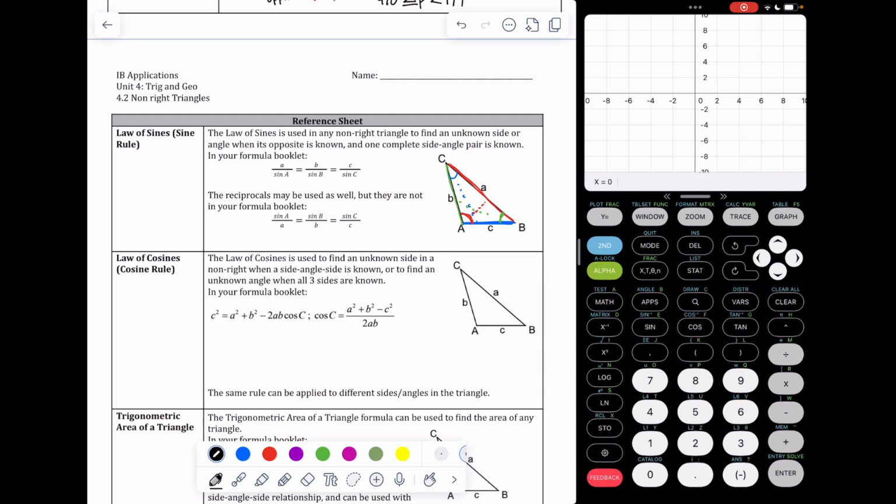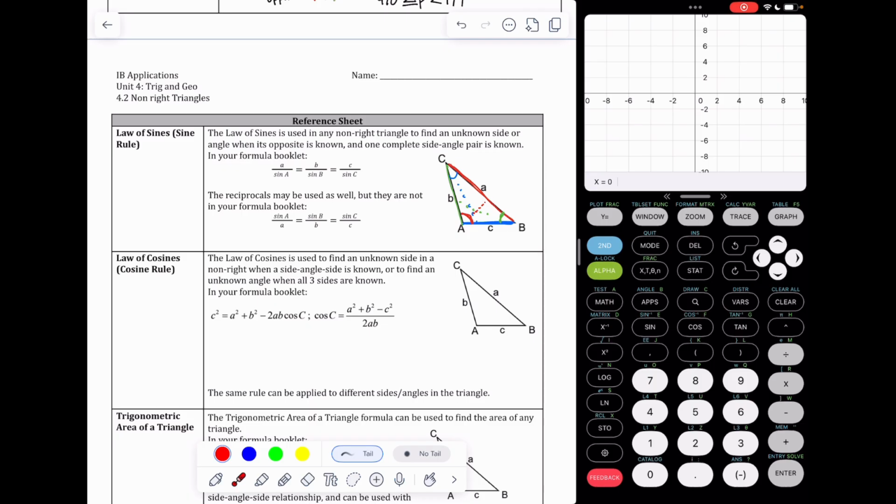When you're using your formula packet, it'll look like this right here, but you'll never actually end up having this written out with two equal signs like that. You'll always just have one fraction equaling another fraction. It has all three to show you it doesn't matter which side angle pair, it works. It's also fine if you put sine on top and the side on the bottom, as long as you're consistent. You have sine and side, or side and sine. Either way, it's fine.